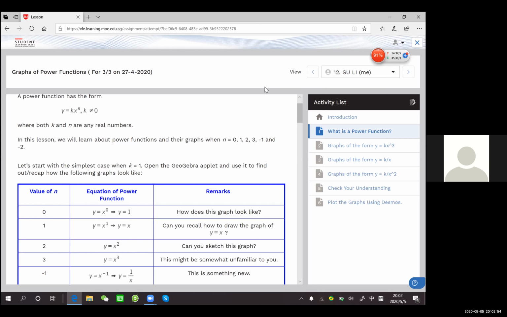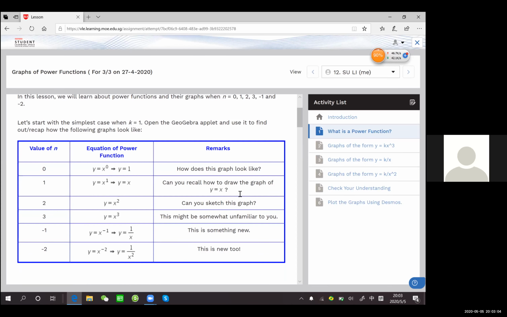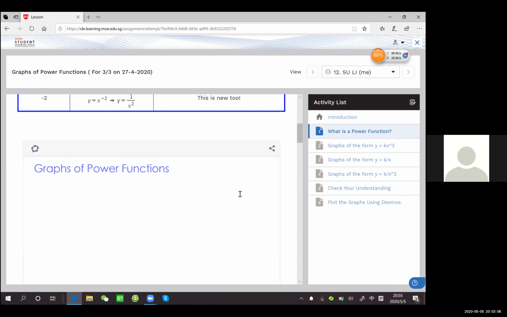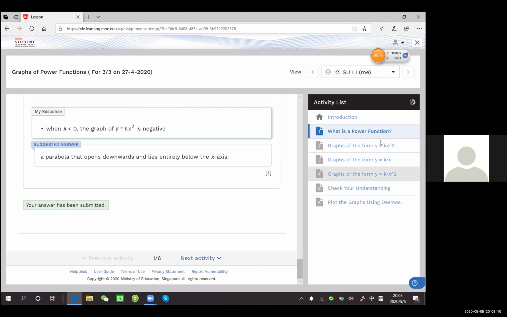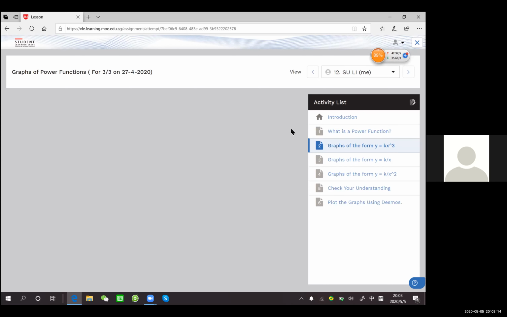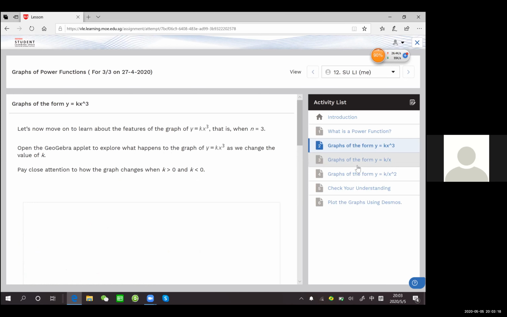Yeah, no problem. Just this table, right? Not just this table, but the whole chapter. Never mind. Wait, hold on. You look at your right hand side. You see the 1, 2, 3, 4, 5, 6. Okay, let's look at it one by one. Graph of the form y equals kx to the power 3. So this is a cubic, right?